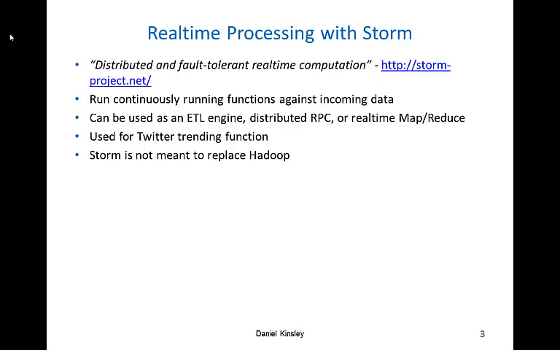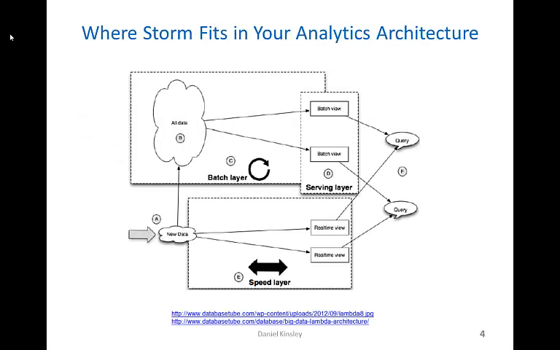Storm can be used as an ETL engine to pre-process data before loading into Cassandra or a traditional database or data warehouse. It can be used for distributed low-latency remote procedure calls, or for continuously running MapReduce functions. But with that said, it's important to note that Storm is not meant to replace Hadoop, but rather serve as another tool in the Big Data Engineer's toolkit.